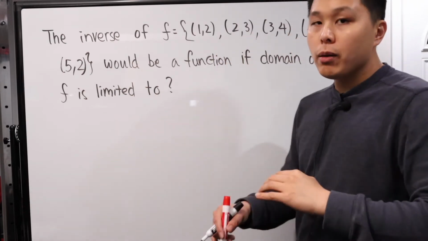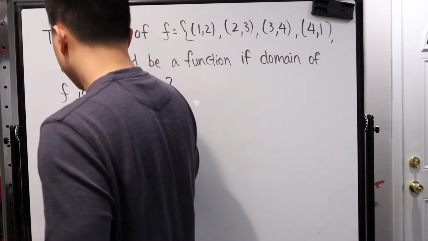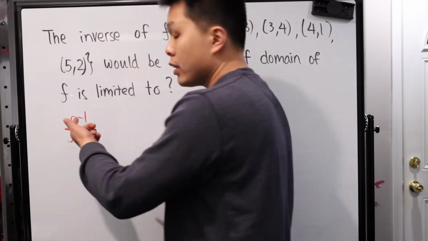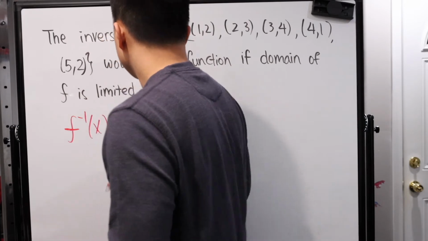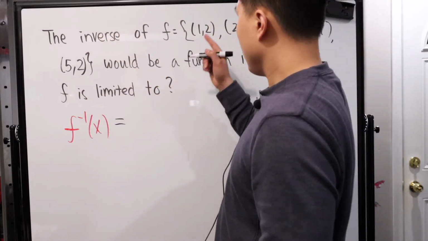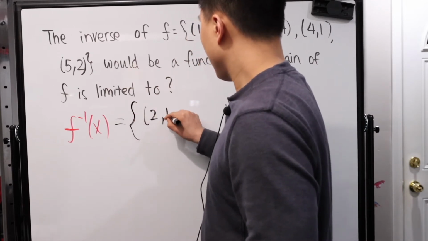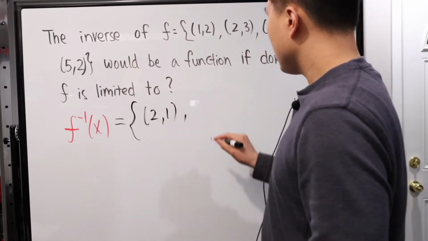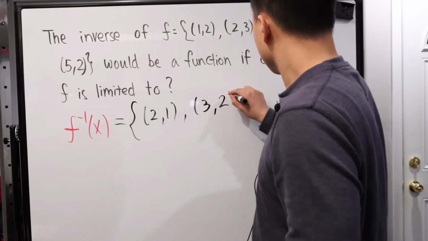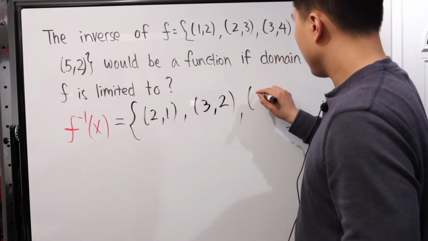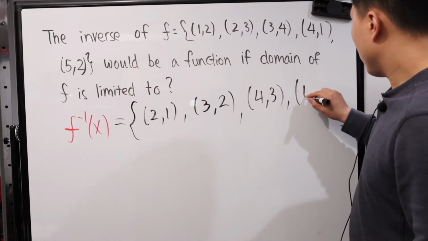So, if we're talking about the inverse function, which is usually written like this, f to the minus 1, this is not an exponent in any way. This is inverse function, right? Of x in this case equals, and just to make it easier to see, we're just going to reverse everything. So, rather than 1, 2, we're going to have 2, 1, okay? Rather than 2, 3, we're going to have 3, 2. Then 3, 4, we're going to have 4, 3. Then instead of 4, 1, we're going to have 1, 4.